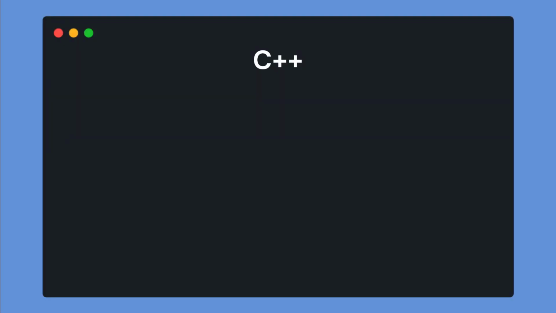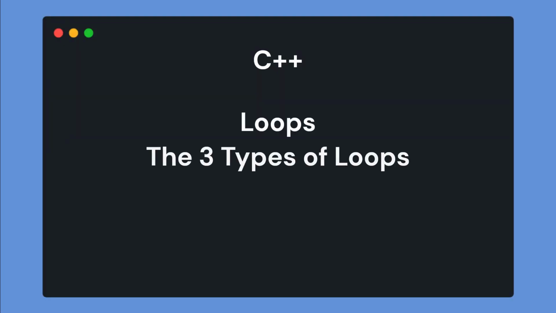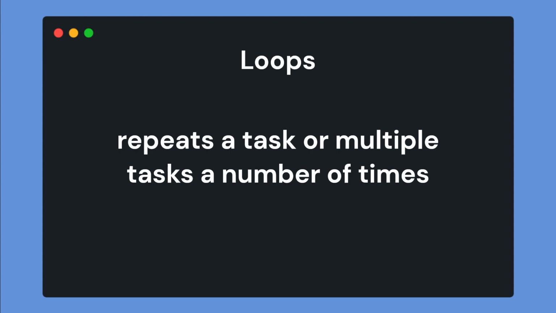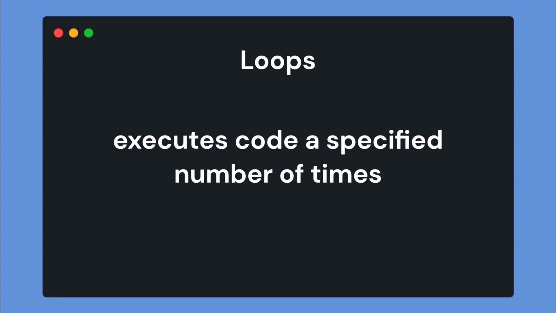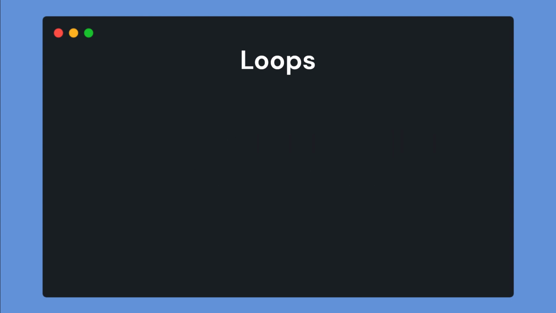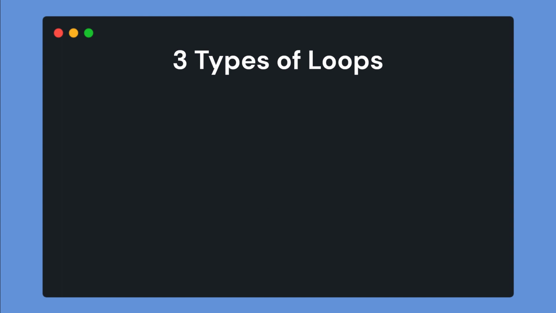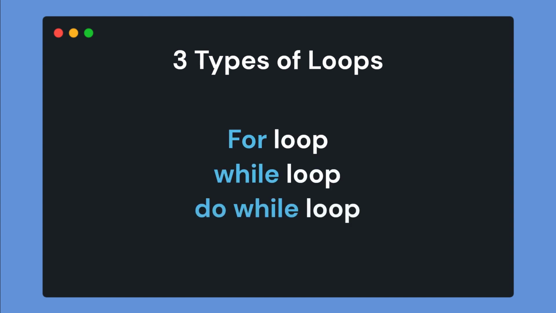In this video, we'll be tackling what loops are, the three types of loops, and how each loop works step by step. Okay, let's begin. Loops are something that repeats a task over and over and over again. Well, more specifically, it repeats a block of code a specified number of times, either through user input or specified within the program. There are three types of loops: the for loop, the while loop, and the do while loop.